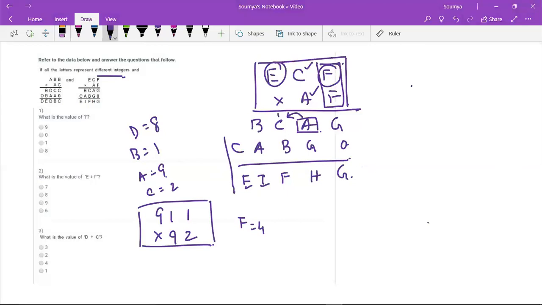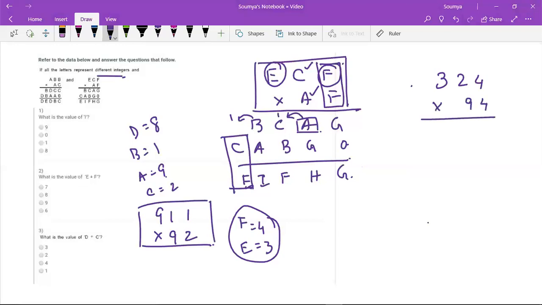Another thing, if you look at this last column here, C is changing to E. What can be the maximum carry pushed here? Maximum carry that we can push here is 1. We can even use the values. We already know the values. But I'm just saying, we are adding 2 digits, right? What is the maximum carry that we can push? We can push a maximum of 1. So basically what we know is C plus 1 is E. And we know the value of C, that gives us E is equal to 3. So once we know that F and E, our job is done again. So this multiplication is 3, 2, 4 into 94. And just multiply to get everything here.